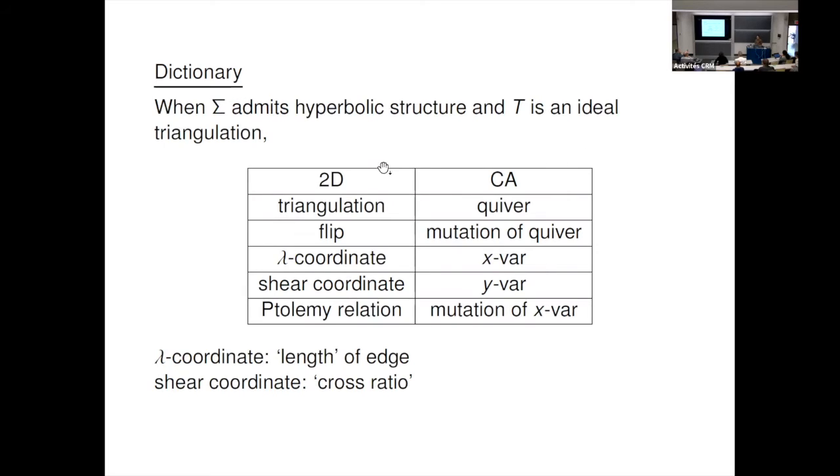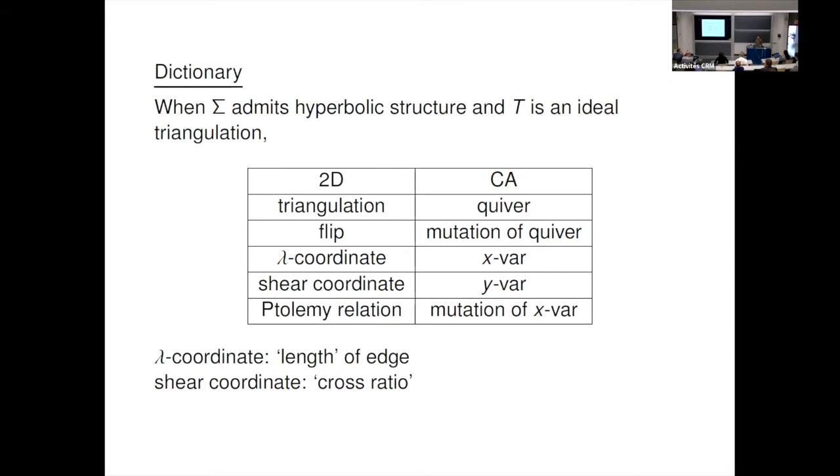So then we can get this dictionary among the notions in cluster algebra and hyperbolic geometry. For quiver in cluster algebra, we have triangulation. It is not only for hyperbolic geometry, and so mutation of quiver is related to flip, as I explained. Then X variables are related to a good coordinate on the triangulation called lambda coordinate, introduced by Penner in 1987. And Y variables are related to another good coordinate called shear coordinate. This shear coordinate, the name was introduced by Thurston, as far as I understand. Then the mutation of X variables are related to Ptolemy relation.